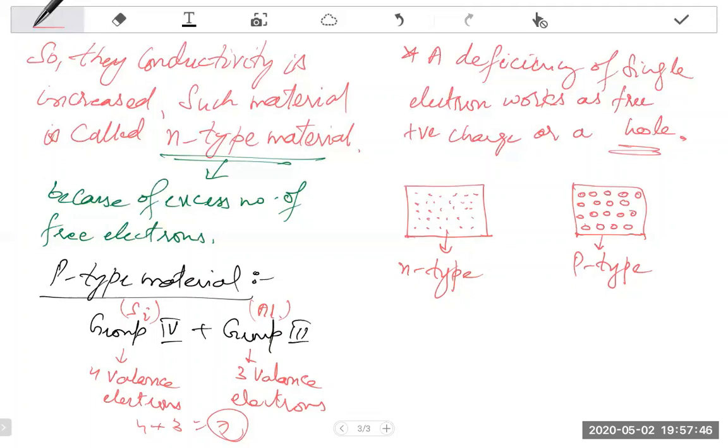If on the contrary it is merged with a group 3 member like aluminium, then it has a deficiency of one electron in every crystal, so you can say free or mobile positive charges are available for conduction. Okay. These are called p-type and n-type materials after doping.